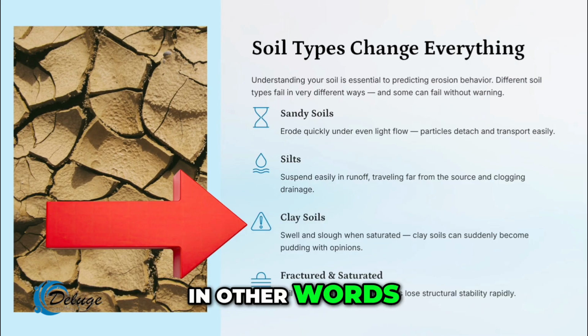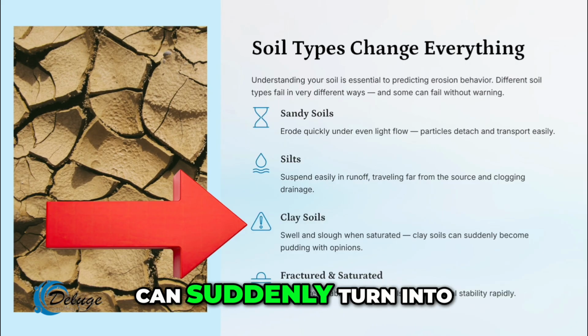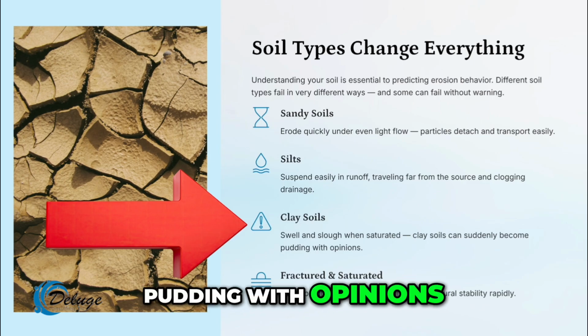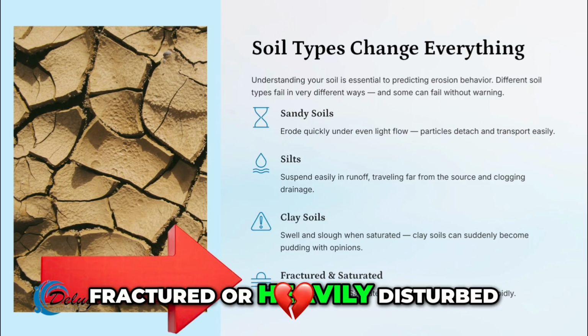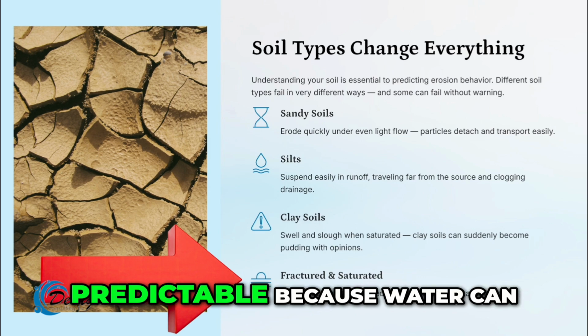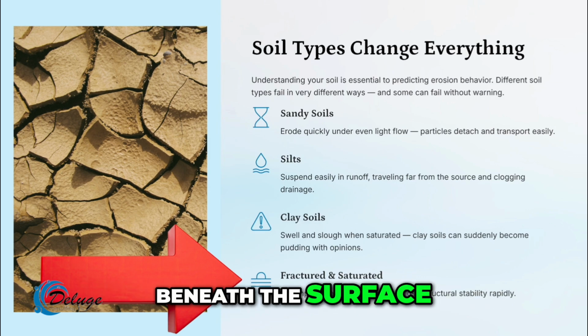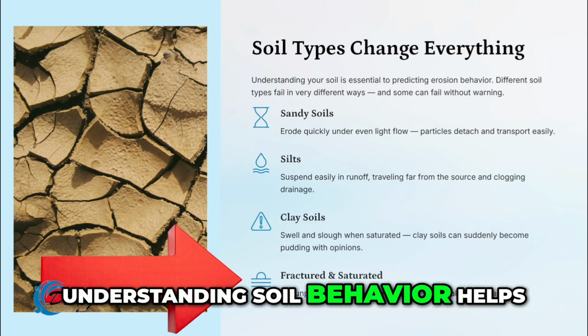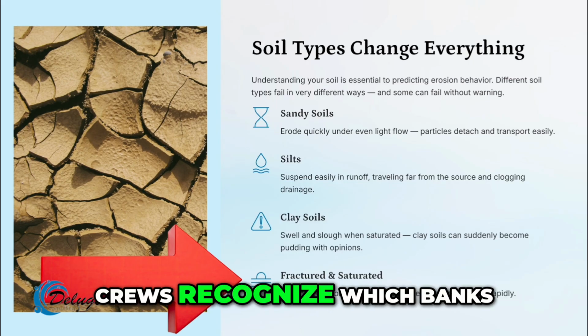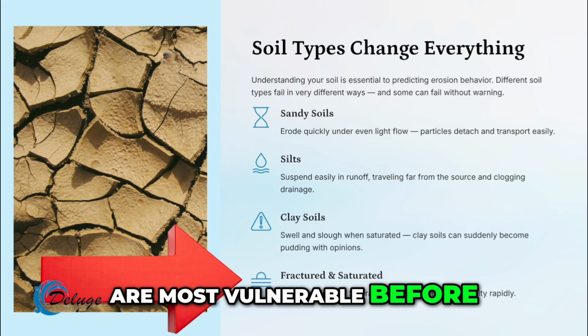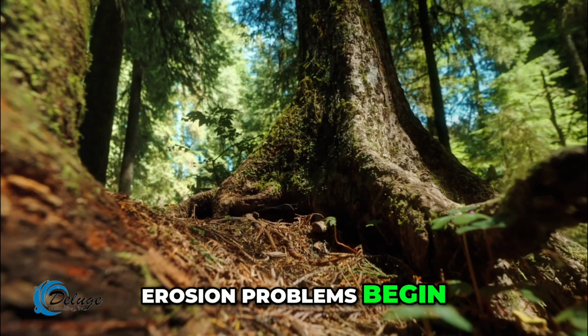In other words, a stable clay bank can suddenly turn into pudding with opinions. Fractured or heavily disturbed soils are even less predictable because water can move through hidden cracks beneath the surface. Understanding soil behavior helps crews recognize which banks are most vulnerable before erosion problems begin.